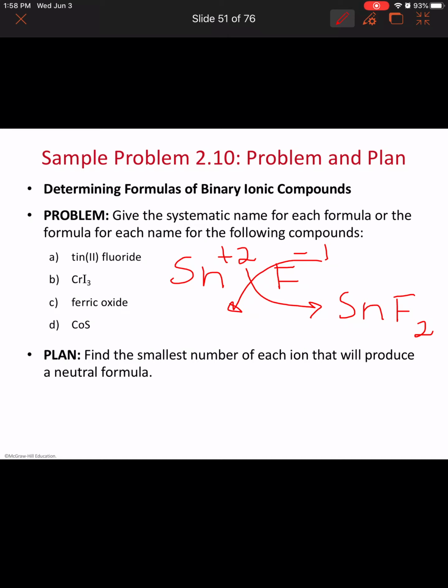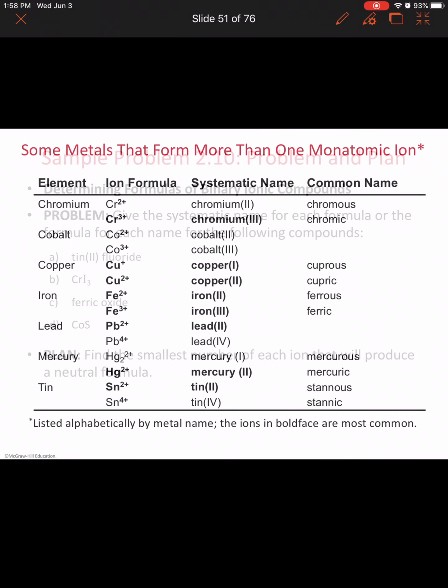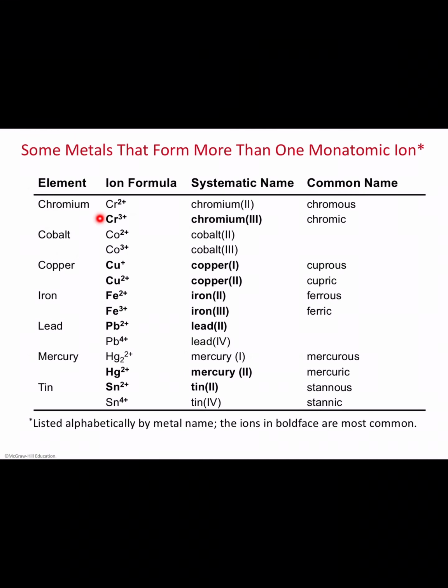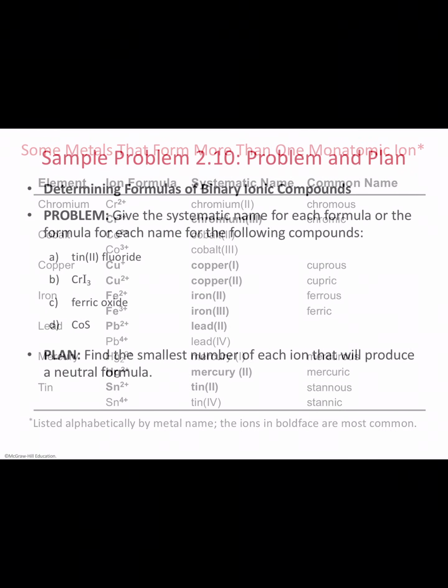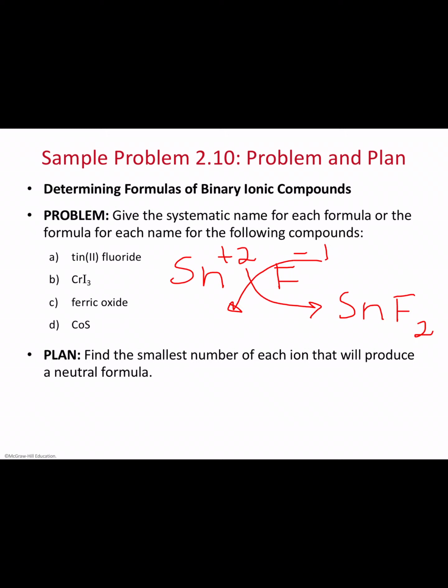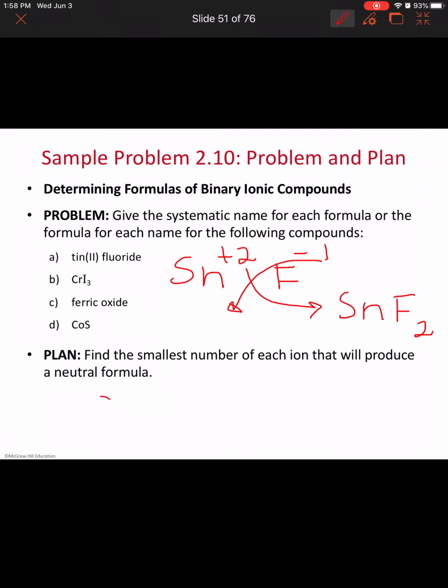Okay, and then we have CrI3, and you need to know how to write the name for this compound. How would you name it? Now chromium is not a main group element. It's a transition element, meaning chromium can have more than one oxidation state. You see, chromium can be either +2 or +3. So we need to figure out what is the chromium in CrI3.